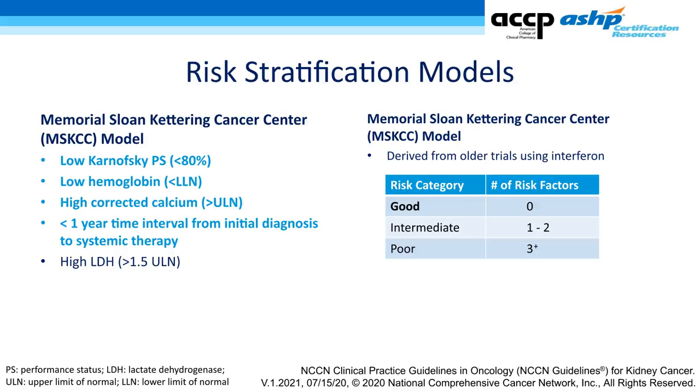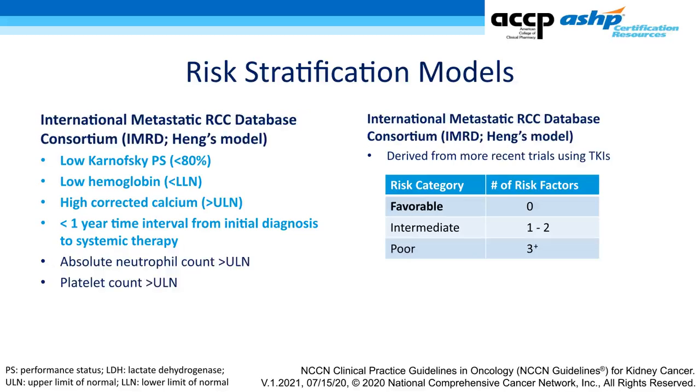So it's based on older data, in really an older era. And I have performance status, anemia, high calcium, and less than 1 year from diagnosis to systemic therapy in a different color, because we'll see that is similar to our updated model.